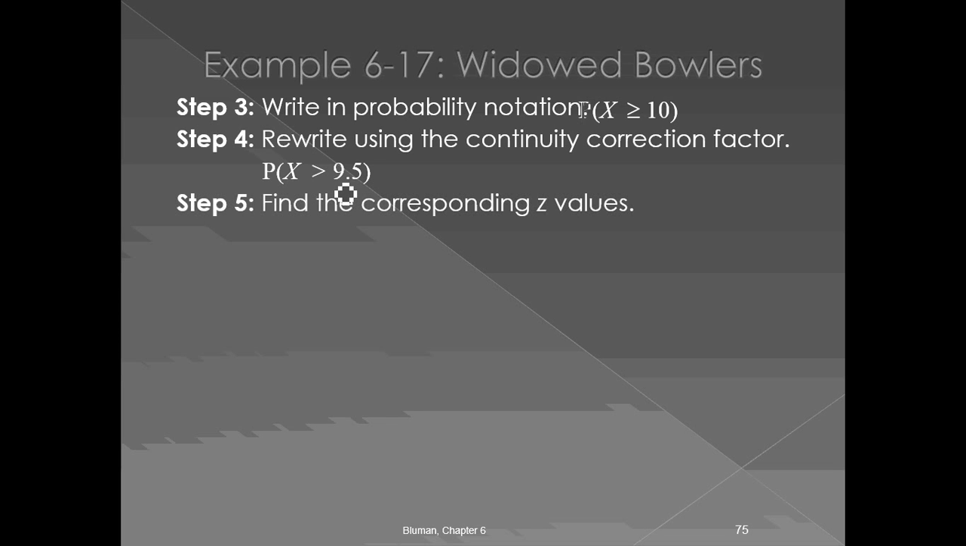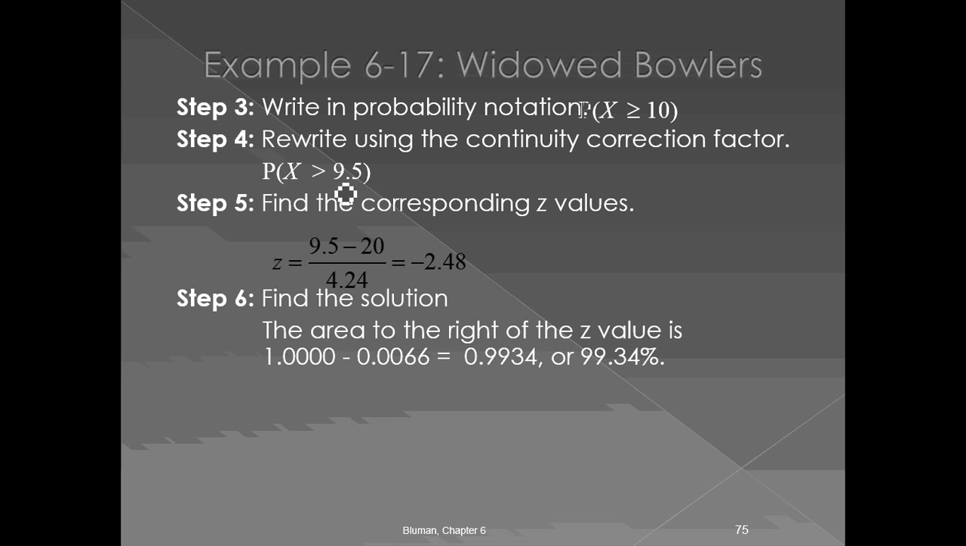So if they just said, what's the probability of being greater than 9.5, you would turn 9.5 into a z-value. 9.5 minus 20 divided by 4.24. Your z-value is negative 2.48. Go to the back of the book, on the table. That number corresponds to 0.0066, so that came from right there.